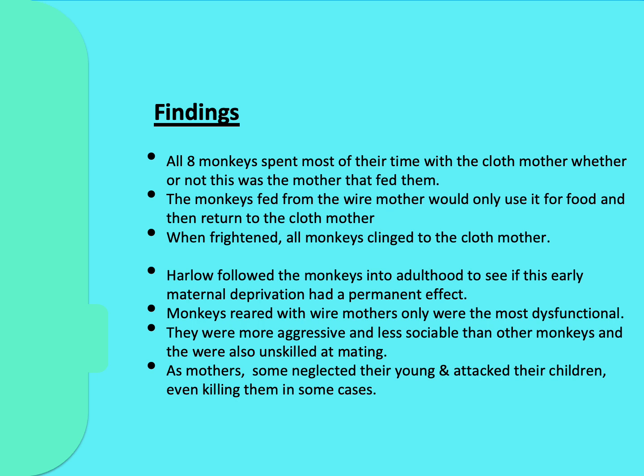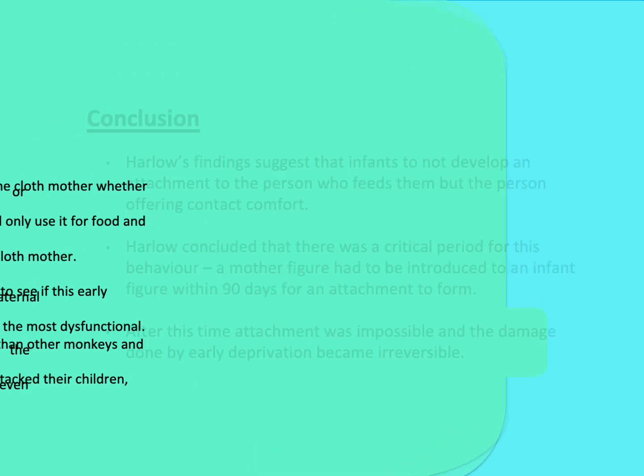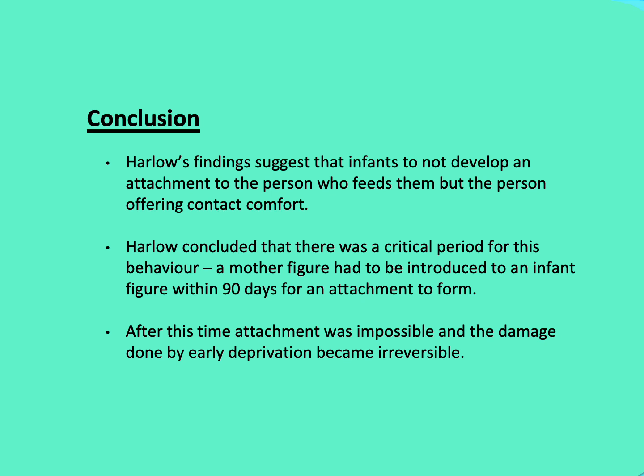So what we can conclude from Harlow's study is that infants do not develop an attachment to the person that feeds them, but the person that offers contact comfort. So contact comfort is a really key term for Harlow's study. Another important key term is this concept of a critical period, because Harlow concluded that there's a critical period for behaviour and that a mother figure would have to be introduced to an infant figure within 90 days.